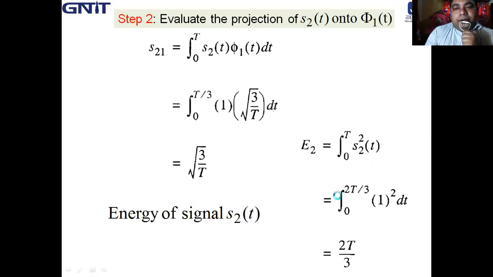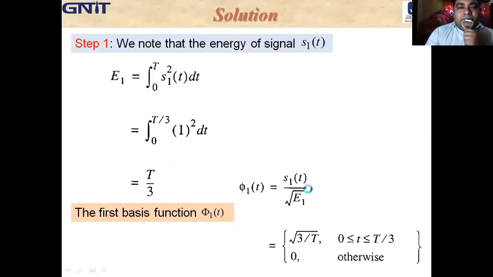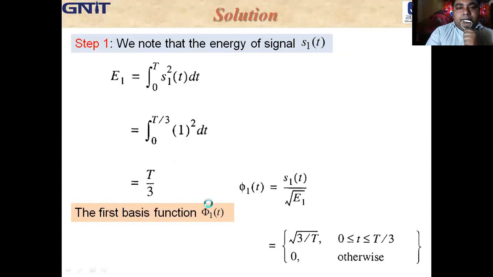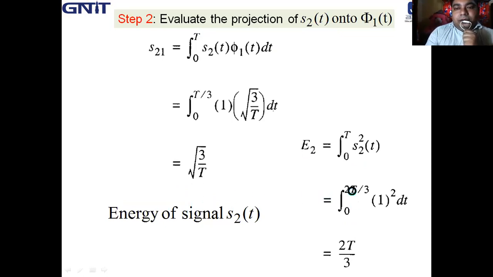So the limit for the signal S2(t) is 0 to 2T/3. So from 0 to 2T/3, amplitude square, so that is 1 square dt. So the energy of signal S2(t) is 2T/3.